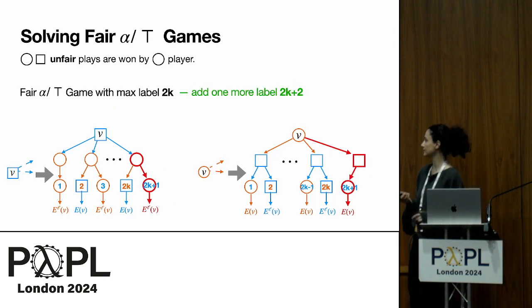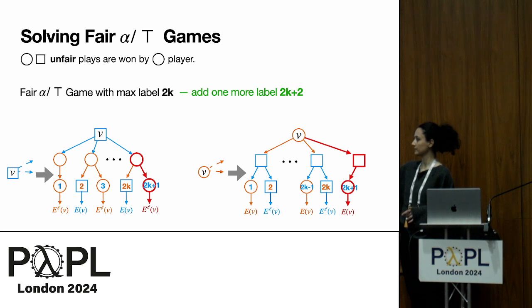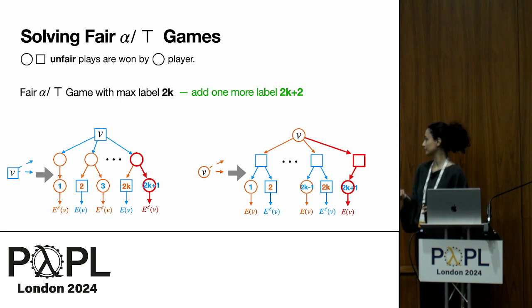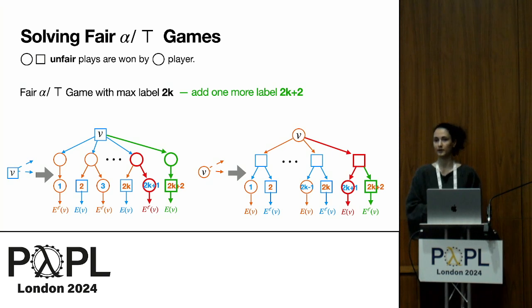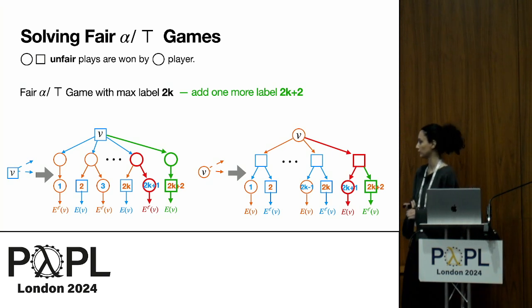And similarly, if we have an alpha top game, this means that the mutually unfair plays are won by the circle player. We just add one more label to this gadget, 2k plus 2, and this forces the mutually unfair plays to see the priority 2k plus 2 infinitely often and makes them be won by the circle player.